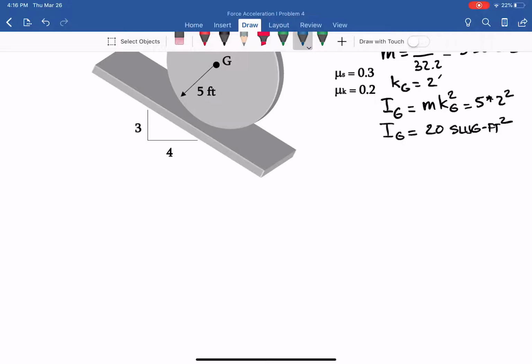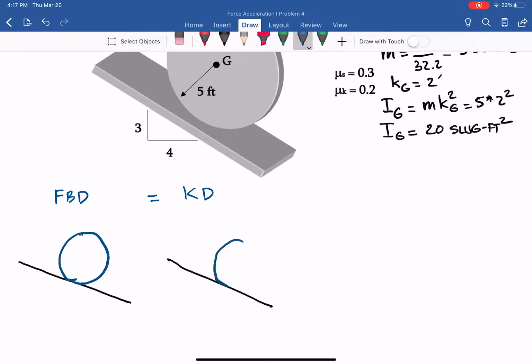And in this case, we have a free body diagram equal to kinetic diagram. We only have one body, so we draw two, one for the free body diagram and the other for the kinetic diagram. And this body is on the inclined surface, so you have to draw that on the inclined surface. So the drum, the same drum there, where the center of mass is also at the center. So we have G.